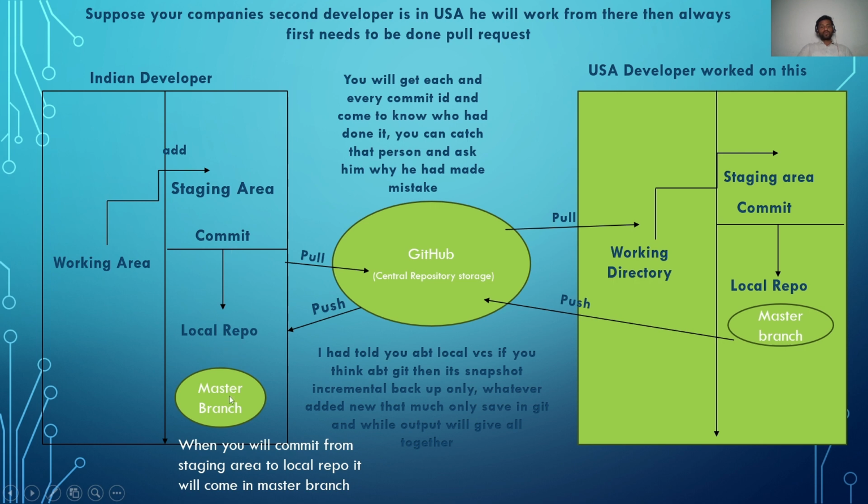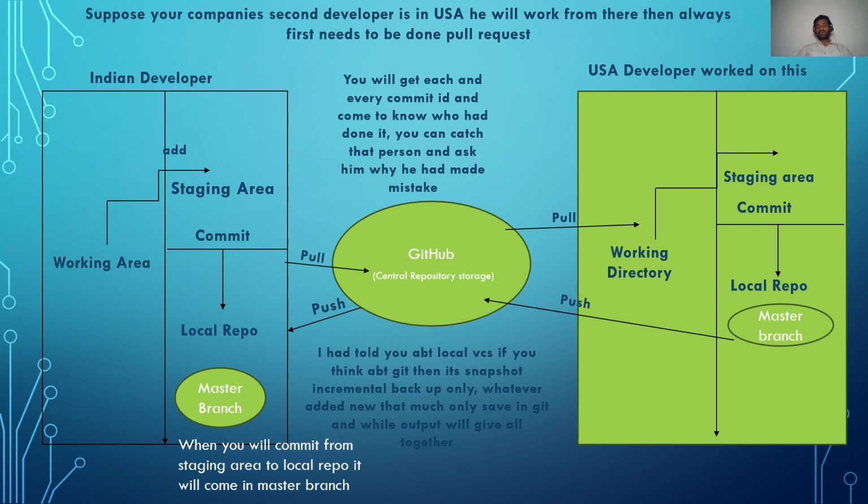He added only 2 files from the staging area to the local repo in the master branch. Then from the master branch he is pushing those 2 files to GitHub. Then the US developer will think, okay, he will check. First of all, he will pull from the GitHub repository to his working directory, and as per that he will see the code in his local repo, whatever was pulled from GitHub, and he will think, oh, this much work was done by the Indian developer.